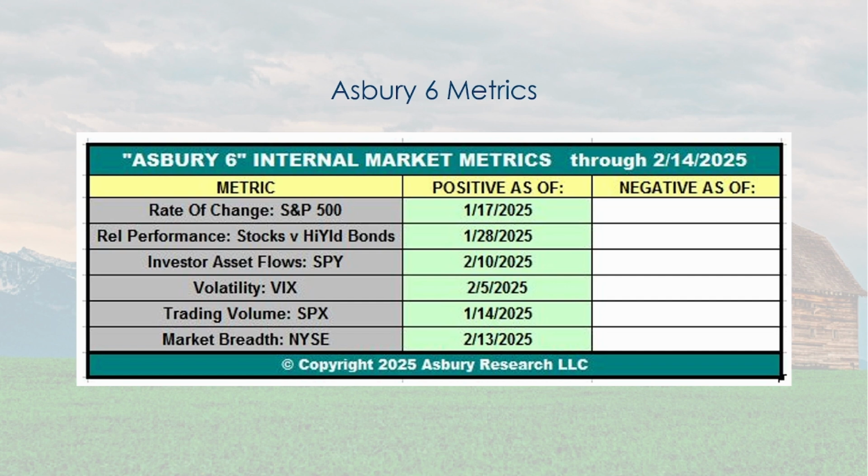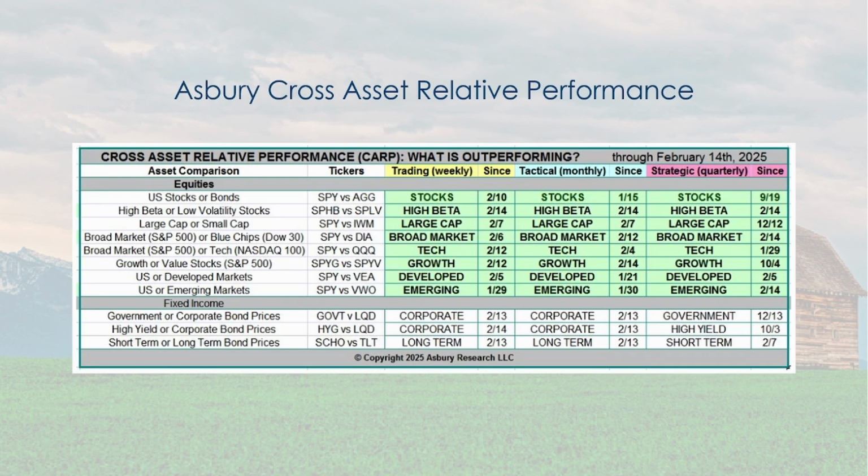Asbury Research, 6 metrics, indicators, all are positive. Also, Asbury Research does relative performance comparing one asset to another. So when they are covering all 3 periods of time, the last week, the last month, the last quarter, going across the page, then I cover those. And in equities, all of them were favorable over another asset.